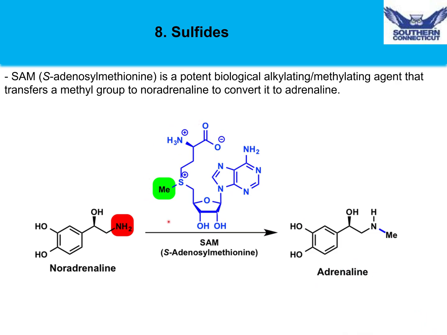Here's the structure of SAM. SAM is known as a methylating agent. This methyl group here is a good electrophile for different nucleophiles, such as an amino group on noradrenaline. The amino group will attack the methyl group, eliminate the sulfide as well as everything else attached to it, resulting in a methyl group being transferred and producing adrenaline.